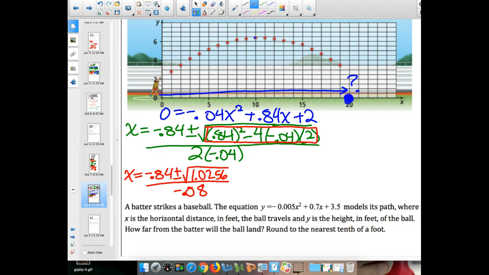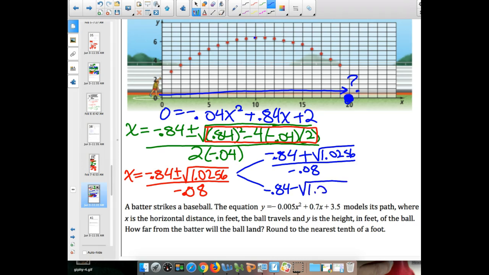Now, unlike all of our problems so far that we've done with the quadratic formula, when we have positive and negative, we are still going to do both of these, the plus and the minus, but this time our answer means kind of something else. So I'll talk about that in a second. So I'm going to split this. I have negative 0.84 plus the square root of 1.0256 divided by negative 0.08, and then we're going to do the minus. Again, double checking, are you plugging everything in correctly?